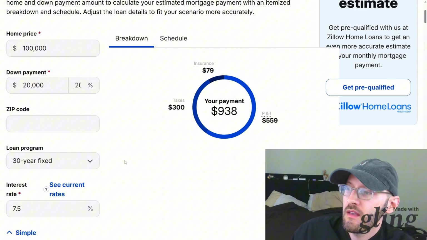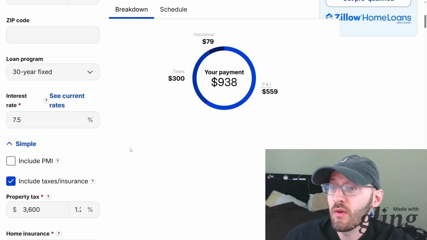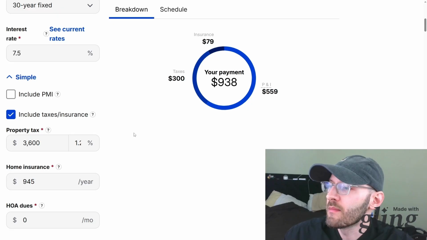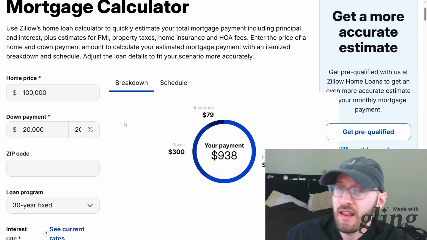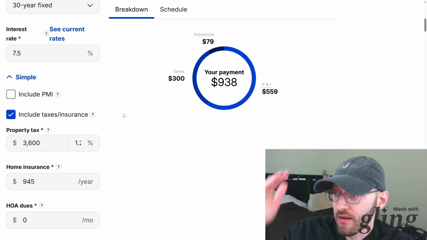But if you own less than 20%, they're going to say, hey, we want insurance because you don't have enough skin in the game. We want to feel good about you renting the place. And there's a bunch of other reasons for it, but I'm not going to get into that. It's not applicable for what we're doing now. If you want to see a video on that and more of a breakdown, let me know.